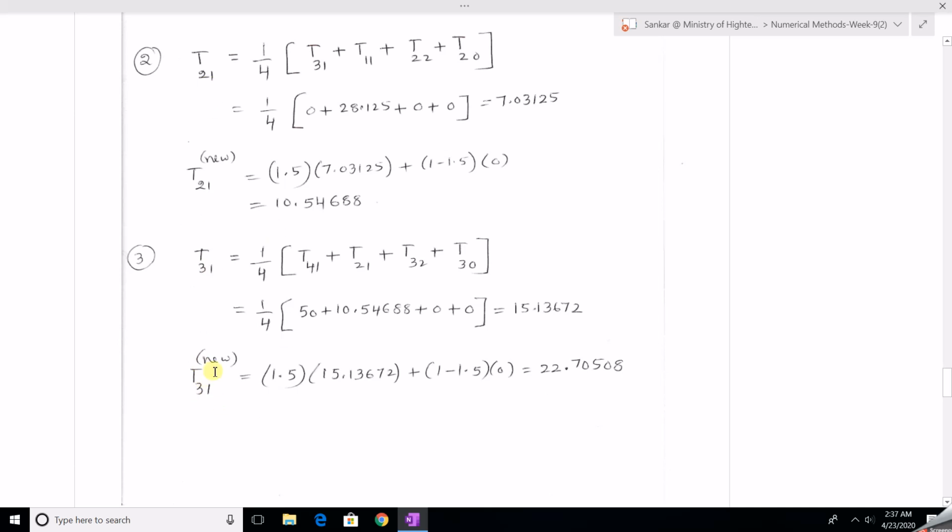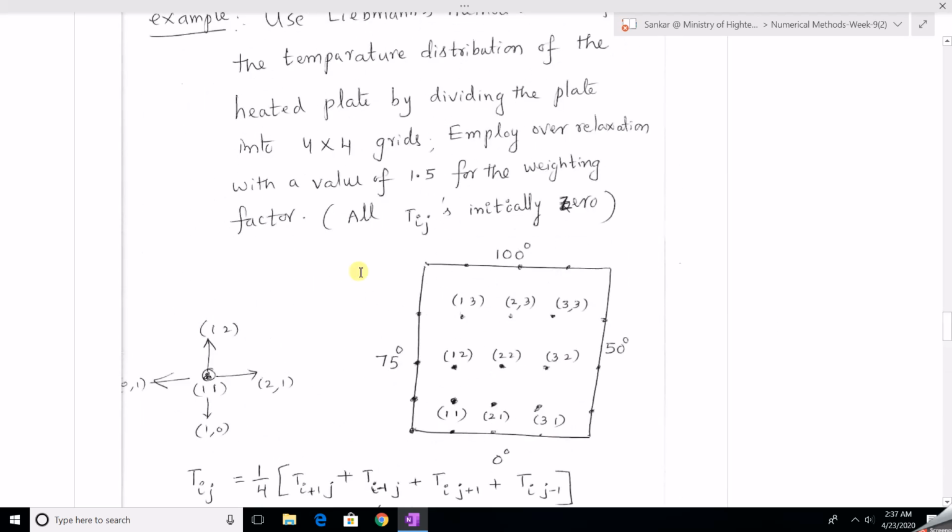These are all the values we are finding after the first approximation, because initially all the temperatures at the points inside the plate are assumed to be 0. Now the next point is 1, 2. We try to find the temperature at 1, 2. So to find the temperature at 1, 2, the surrounding points we take are 2, 2, and the previous point, 0, 2, and above point 1, 3, and below point 1, 1.